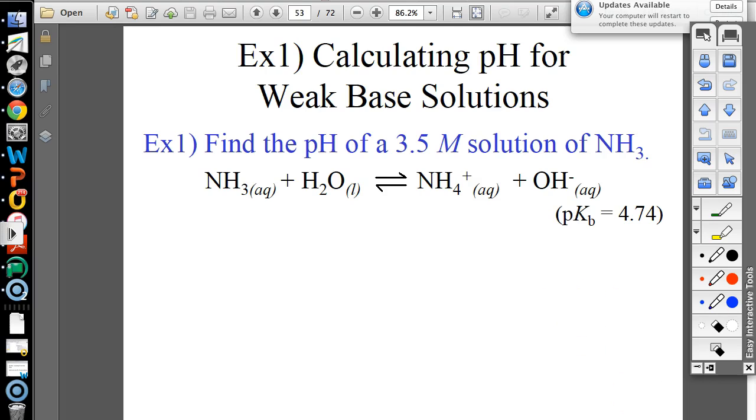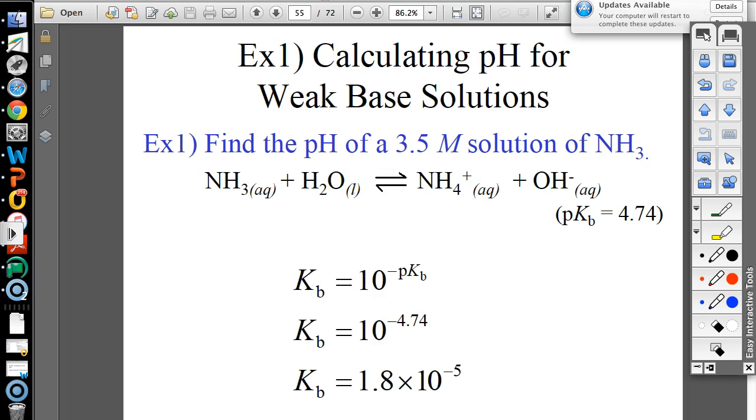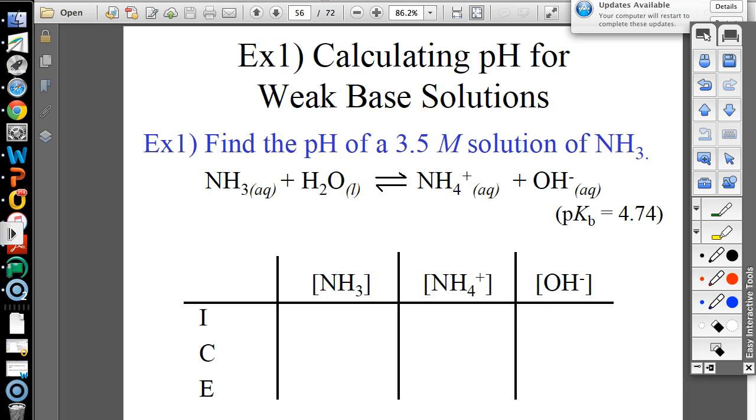All right. So here, check your work, you got your pKb. 1.8 times 10 to the negative fifth. Do you get that? Cool. So when I set up my equilibrium expression, that's going to be what it's equal to. Make an ice table. There it is. So let's go ahead and knock that out.